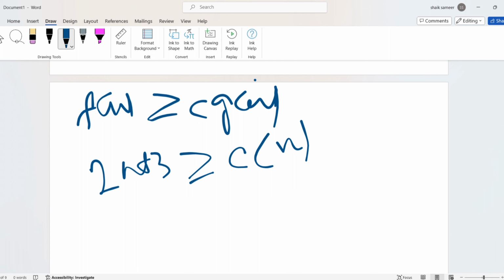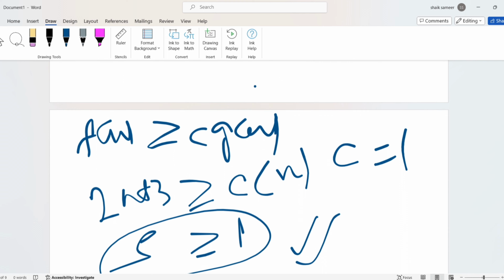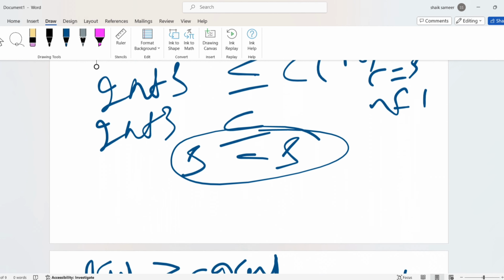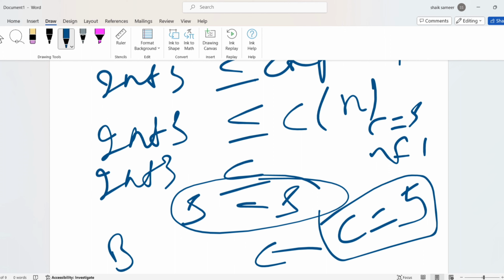So substitute directly. How did I get the values of c1 and c2 directly? Like this only. If I substitute c equal to 1 and n equal to 1, or n equal to 5, this condition gets true. Here I substituted c equal to 1. Observe each and every notation carefully. This is big omega, or simply omega. Here I substituted c equal to 5. So this is big O.